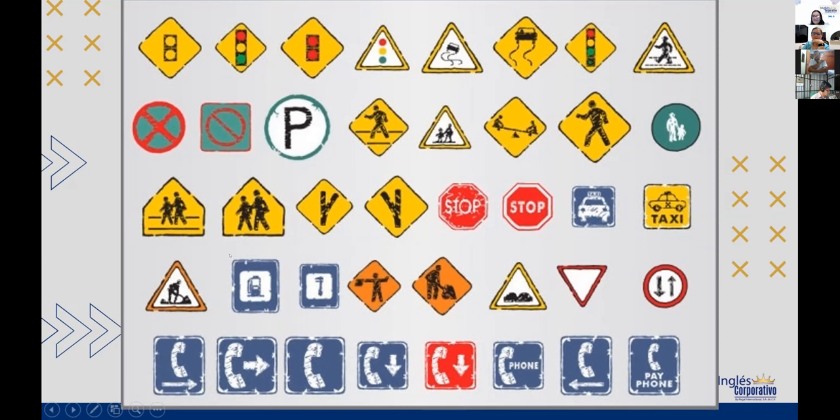So these are some of the signs for you to be aware of, in case you go to another country. They might be very similar. In some countries or cities, of course, there are more signs, and in others fewer. For instance, here in San Salvador there are many signs, but probably outside of the city there are not many. All right.